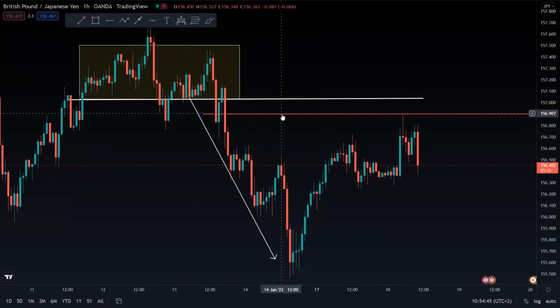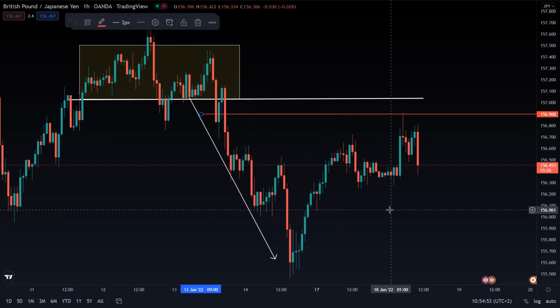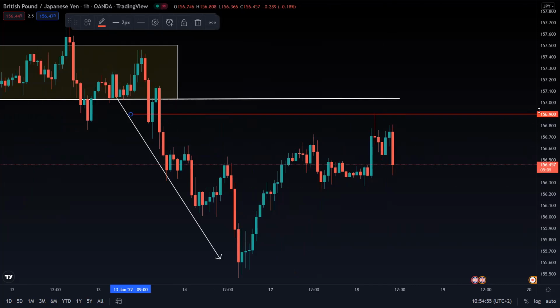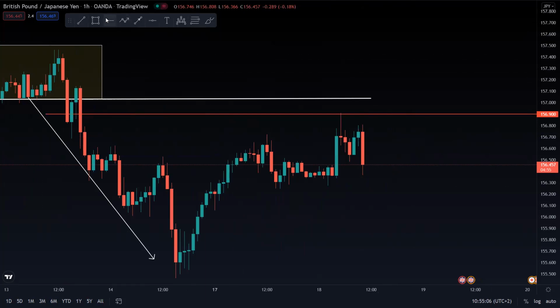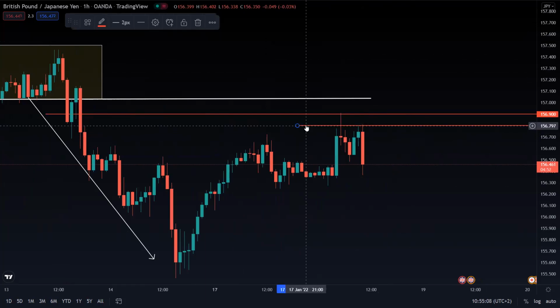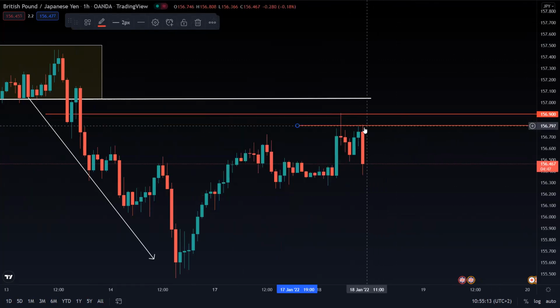The market started dropping at this price of 156.900 flat. Secondly, the moment I saw the market making a retracement, I had to enter at this price, which was around 156.800 flat. I entered there because I knew that this retracement wasn't going to reach that far. It was going to start dropping from there.